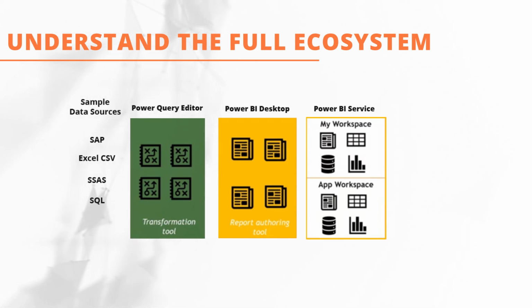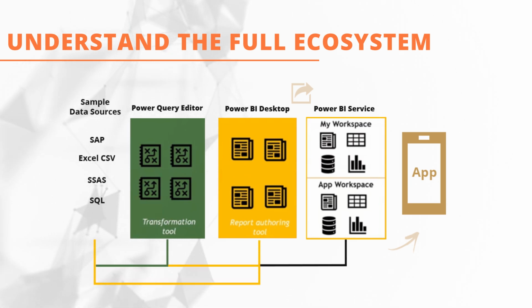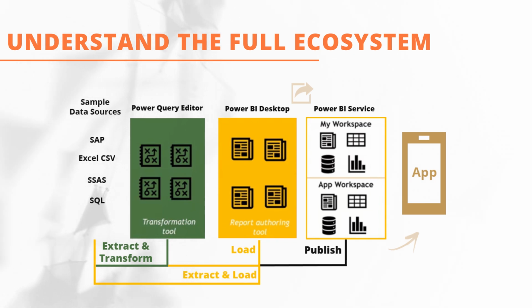Finally, each workspace can have an associated app. When I say app here, I don't really mean the phone app per se. I mean almost like a package of content that has been bundled up and put together and can be published out to a wide audience in the organization. So we're going to talk about workspaces, the service, the Power Query Editor, and the desktop. These are the 3.5, I'm going to call the app a half component, these are the 3.5 big components in Power BI, and they all work together. You can't really separate one from the other and have an effective Power BI implementation.